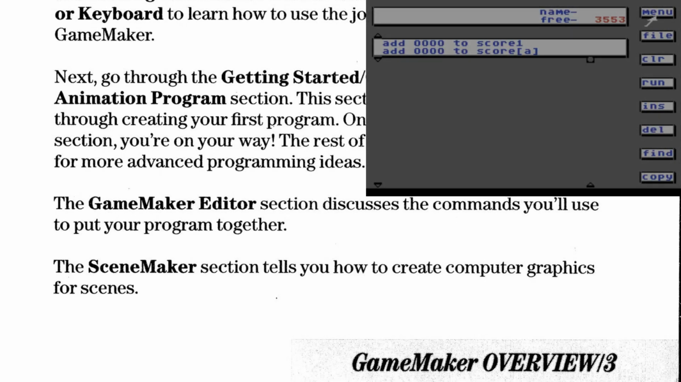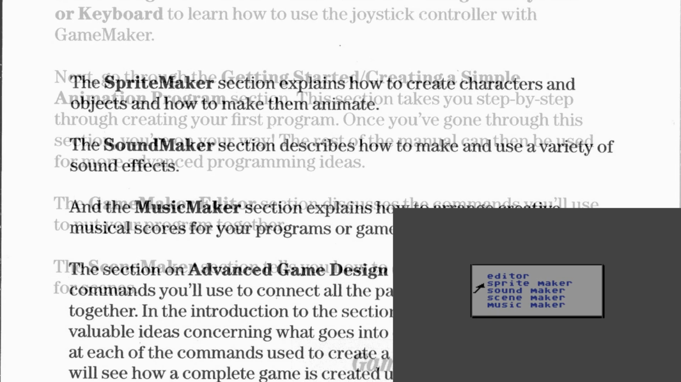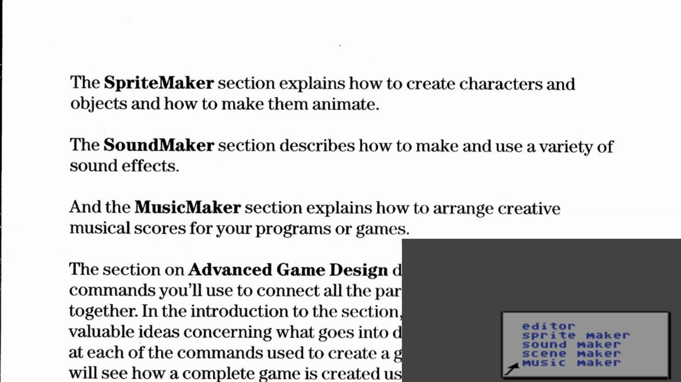The Game Maker Editor section discusses the commands you'll use to put your program together. The Scene Maker section tells you how to create computer graphics for scenes. The Sprite Maker section explains how to create characters and objects and how to make them animate. The Sound Maker section describes how to make and use a variety of sound effects. And the Music Maker section explains how to arrange creative musical scores for your programs or games.